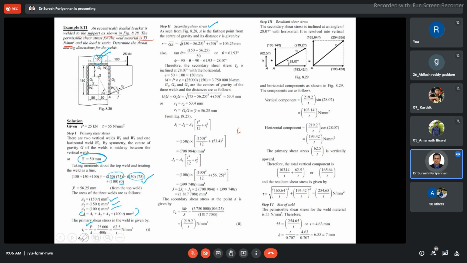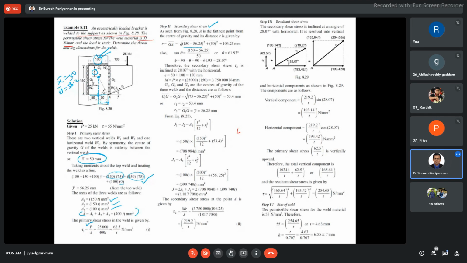Now, what is the farthest distance? See here, this is our center of gravity. Now, this is X bar, we know, right? X bar is 50 mm, and Y bar is what we have found, 56.25 mm. Now go for this. What is the total length of the vertical weld? 150. Then what is this distance now? I mean 150 minus 56.25, plus the horizontal distance, which is this one divided by 2.